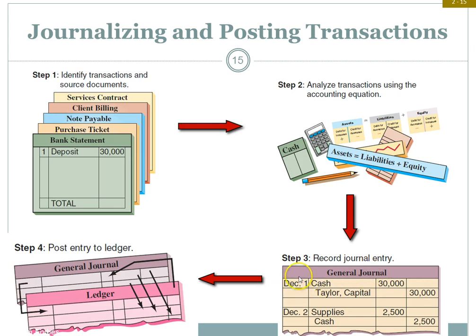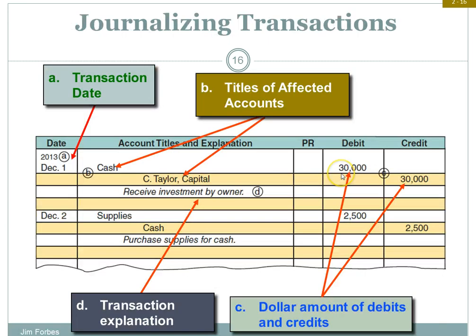You start with the date, the debit or credit, the name of the account, and then how much you're debiting and crediting. And then from there you can transfer these balances into your ledger accounts that will keep track of the various accounts. So let's follow this through.